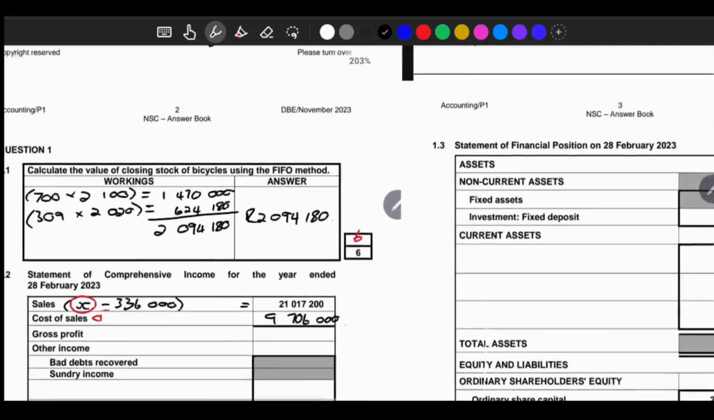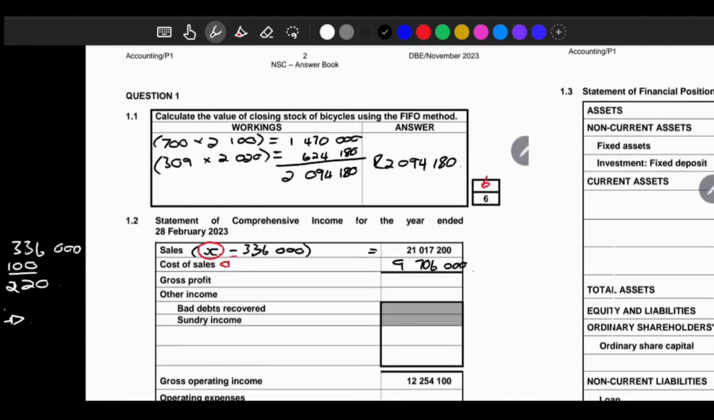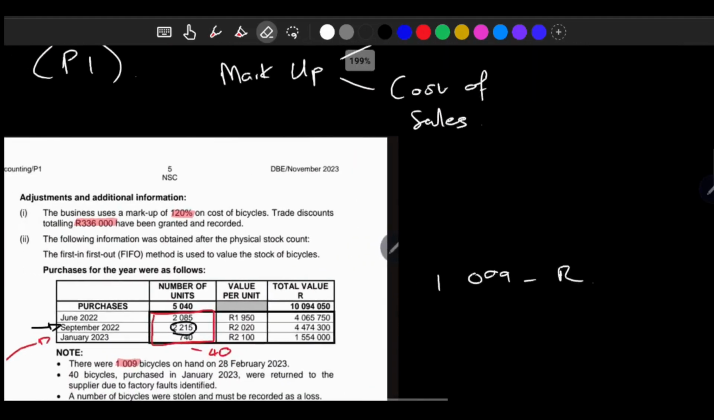Please remember, do not ignore the trade discounts, right? If they said that the trade discounts had not been recorded, then that means the 21 million here would be your X value, and you'd still have to subtract the 336,000 to actually get the amount we record in the statement, right? Hopefully that makes sense. On to the next question.